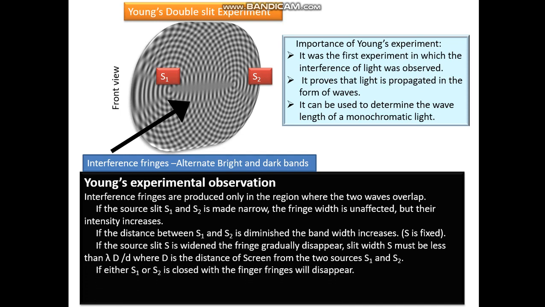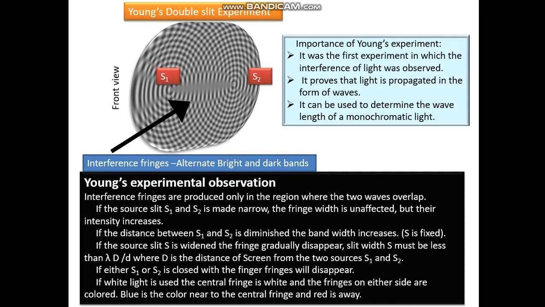If either S1 or S2 is closed with a finger, fringes will disappear. If white light is used, the central fringe is white and the fringes on either side are colored. Blue is the color near the central fringe and red is away.